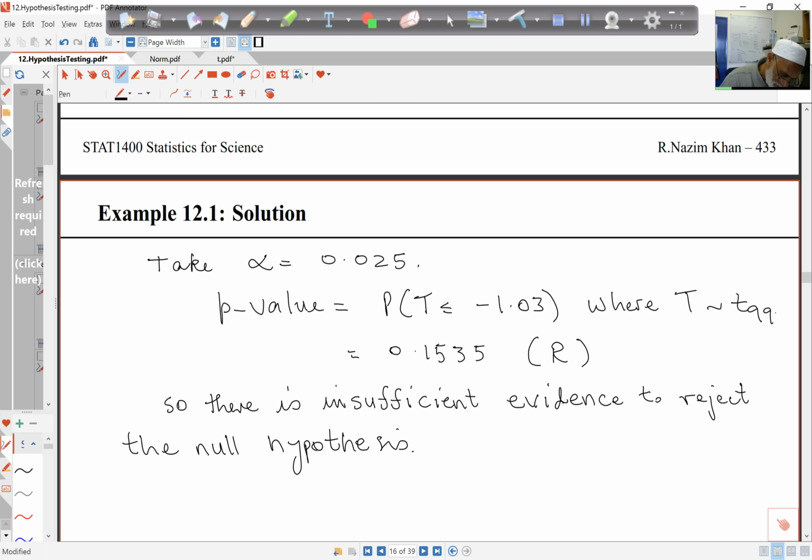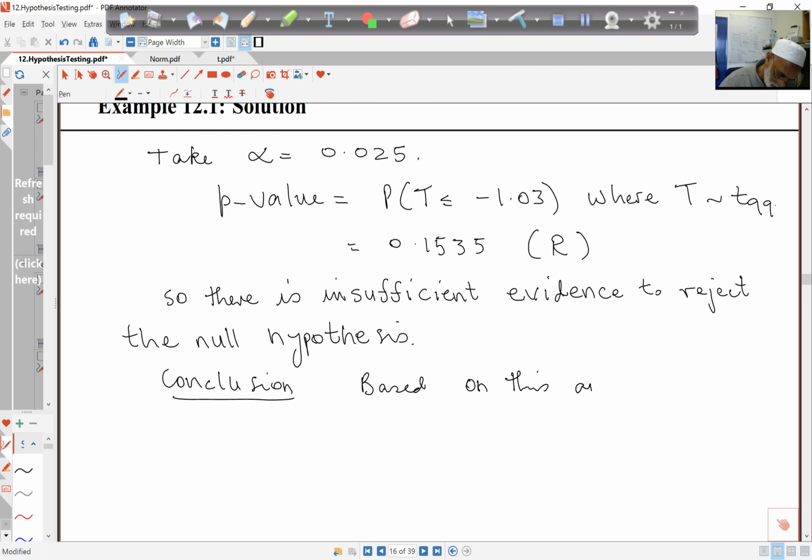So here we'll conclude, based on this data, based on this analysis, we have no reason to doubt the manufacturer's claim, so there's no evidence against the manufacturer's claim.